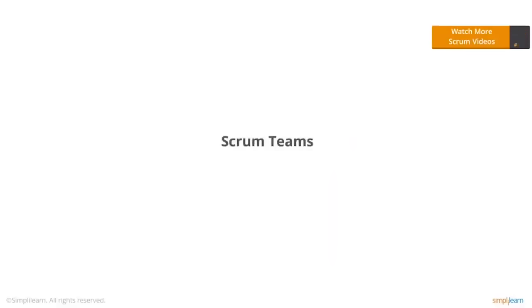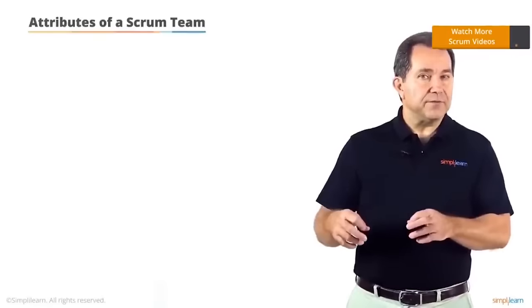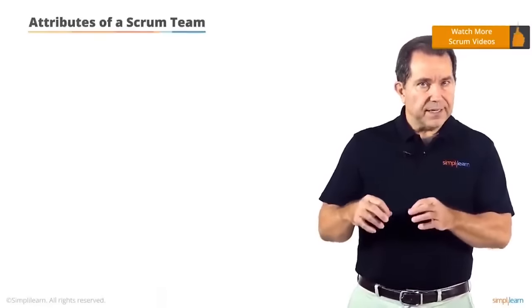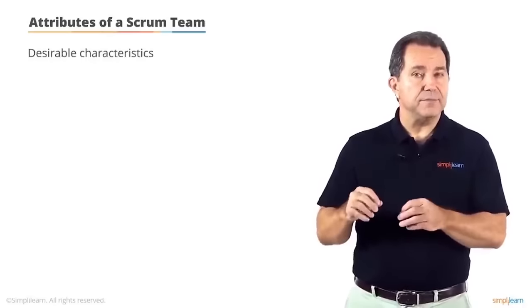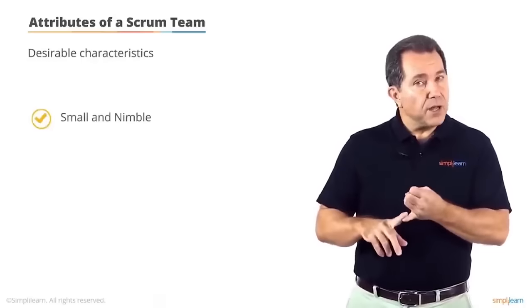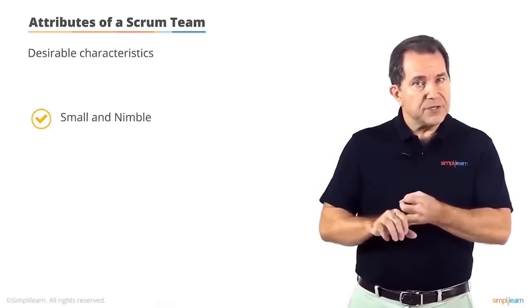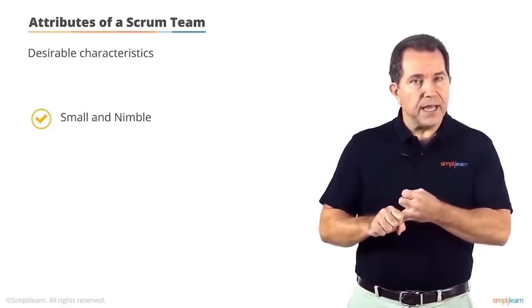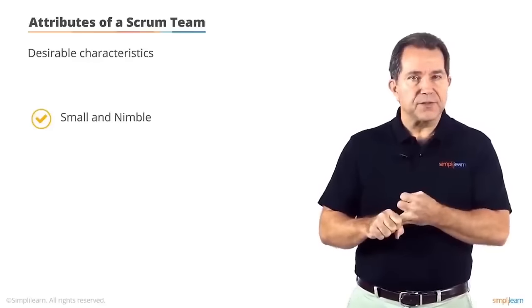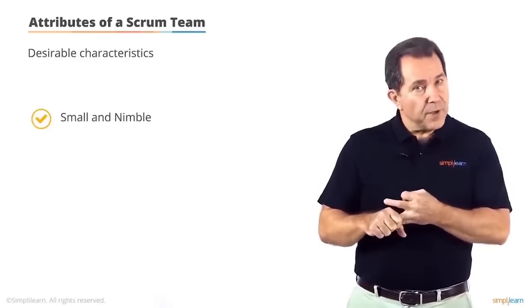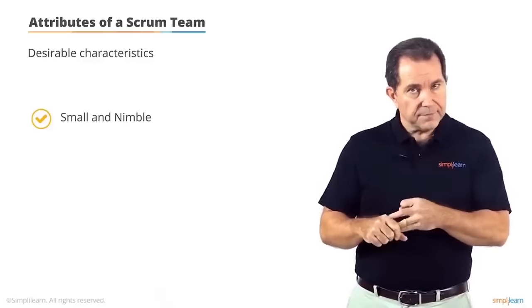Scrum Master roles, Scrum teams. Before we discuss the role of a developer on a Scrum team, let's talk about the desirable characteristics of Scrum teams. They should be small and nimble. Team size should be no less than 3 and no more than 9. So that would be 6 plus or minus 3. Exceptions are possible, but uncommon.